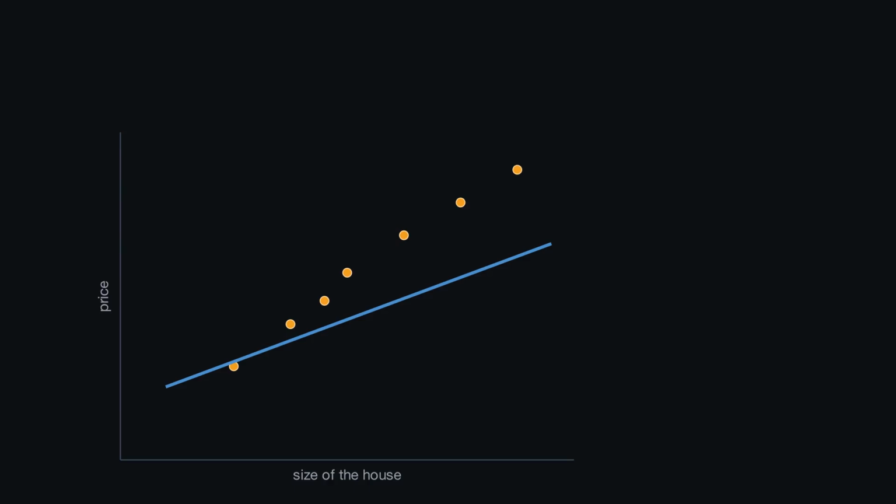Here's the whole idea. What if one straight line could stand in for the pattern? Give me a size, and I just read the price off the line. So the model is a line, and learning means finding the right line. This first line is a lazy guess. It misses almost every dot. A better line would pass right through the middle of the cloud, like this.